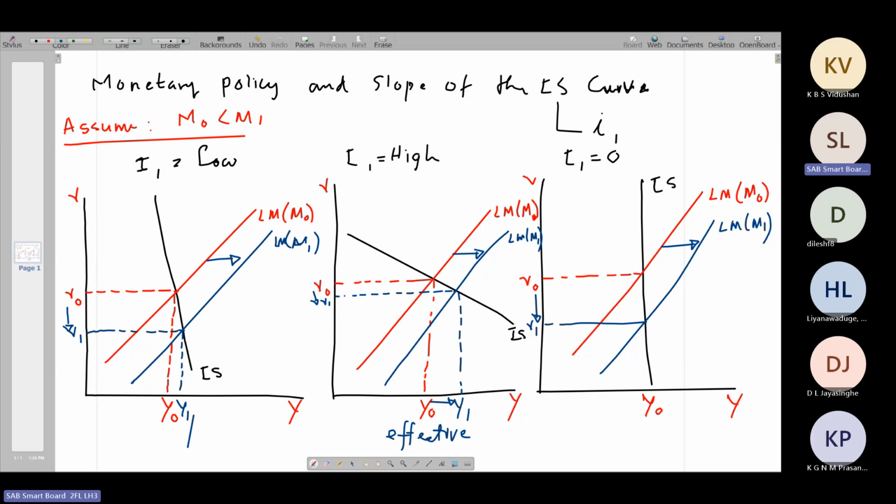If there is high sensitivity between the interest rate and the investment, that means we have the flatter investment curve, and the IS curve also becomes flatter. Under such circumstances, expansionary monetary policy action, raising the money stock, is highly effective, since the income change is more powerful than in the I1 low case. So monetary policies are effective under high interest elasticity of investment. That is our conclusion.